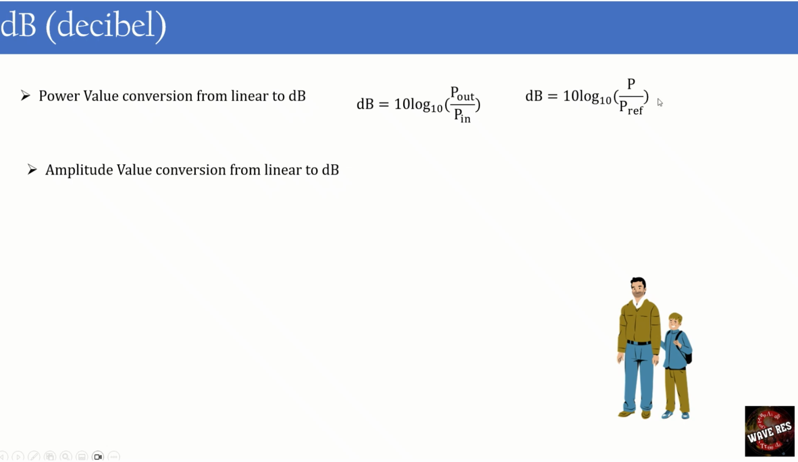or 10 log 10 of P by P reference. So if you have to convert that voltage level to dB, you have to use dB is equal to 20 log 10 of V out by V in, or 20 log 10 of V by V reference. Here, why we are using 20 is we know that P is proportional to V square. That's why we are using 20. So these are the two main equations we are using for the conversion. This you have to always remember while you are dealing with dB.